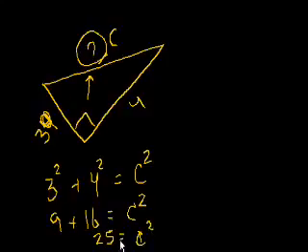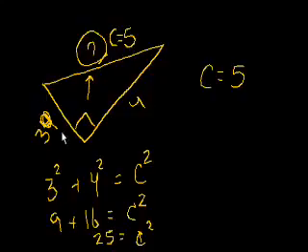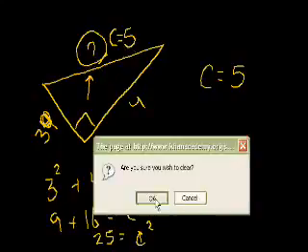And c could be plus or minus 5, but we know that you can't have a minus 5 length in geometry. So we know that c is equal to 5. So using the Pythagorean theorem, we just figured out that if one side is 3 and the other side is 4, the hypotenuse of this triangle has the length 5. Let's do another example.